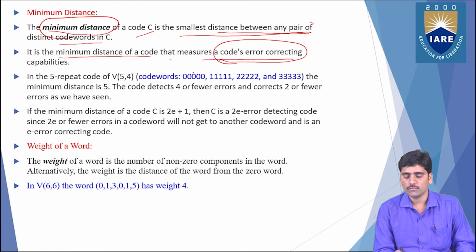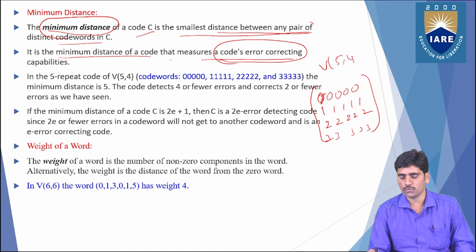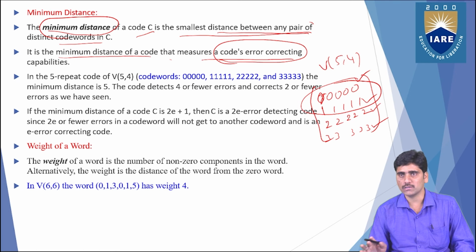So see here, we have 5 comma 4. We can write this formation as 0 0 0 0 0, and this is 1 1 1 1 1, and next 2 2 2 2 2, and next 3 3 3 3 3. So this is the 5 comma 4 matrix, right? Each row is one code word. When you take the Hamming distance for two of these code words, obviously it is 5, because all the places differ.